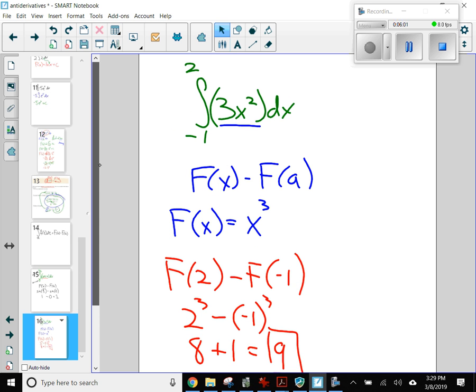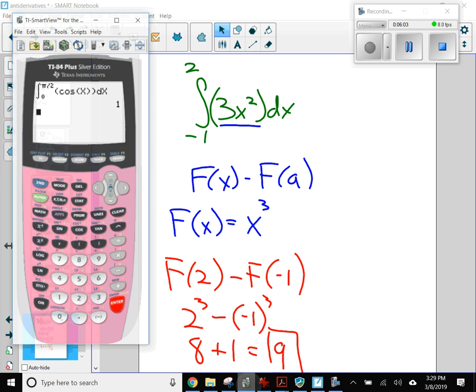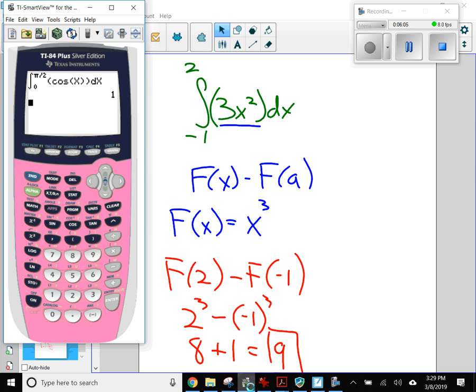Let's test it on the calculator. Alpha F2, number 4. I'm going from -1 to 2 of the function 3x squared dx. Enter, and I get the number 9. Not so tough. In fact, it's really pretty amazing.